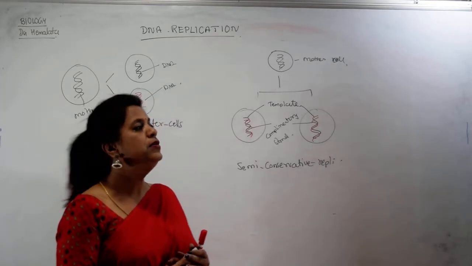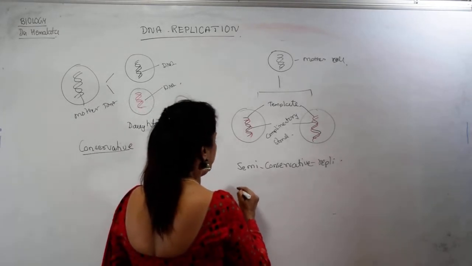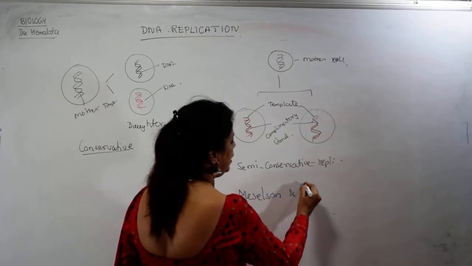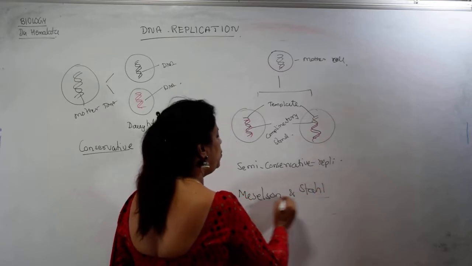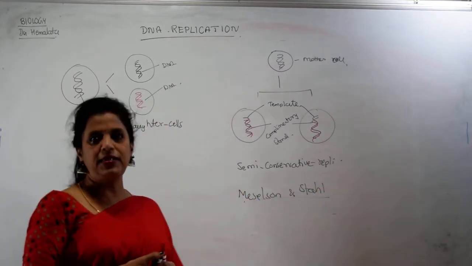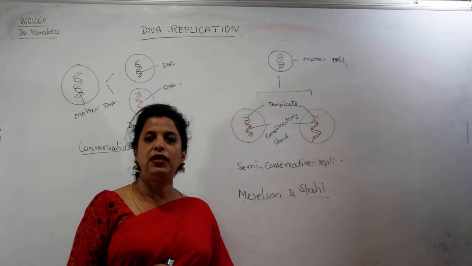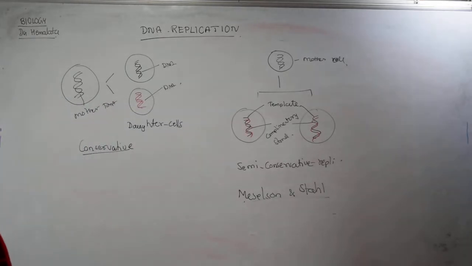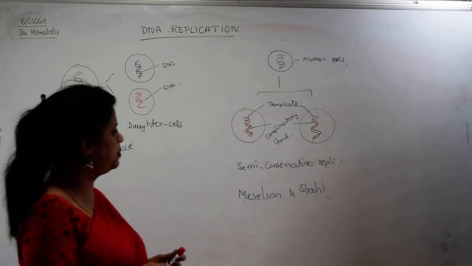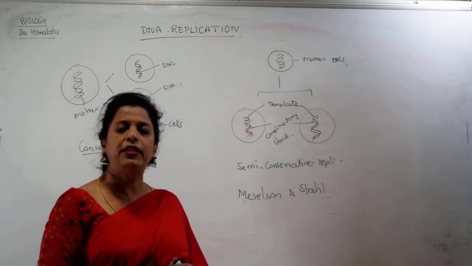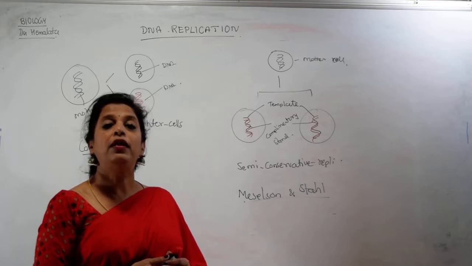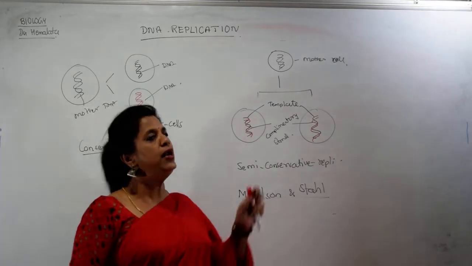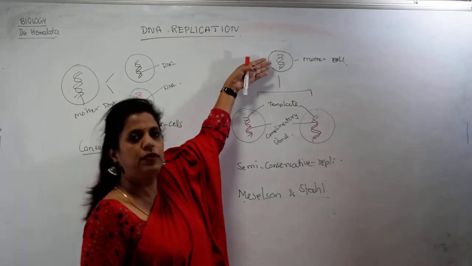But later, scientists, namely Meselson and Stahl, proved that replication is semi-conservative, not the conservative type. How they did it, I will explain at the end of this experiment. They used labeled nitrogen bases. Before the cell division, they added labeled nitrogen bases.